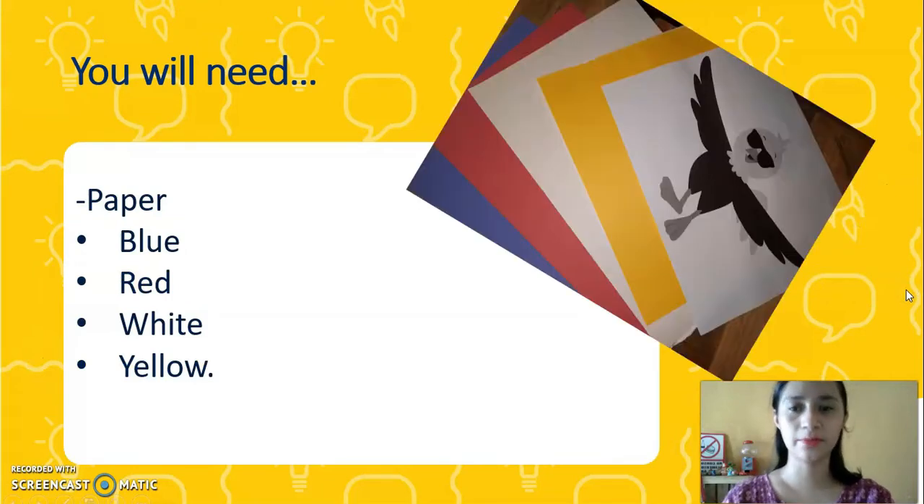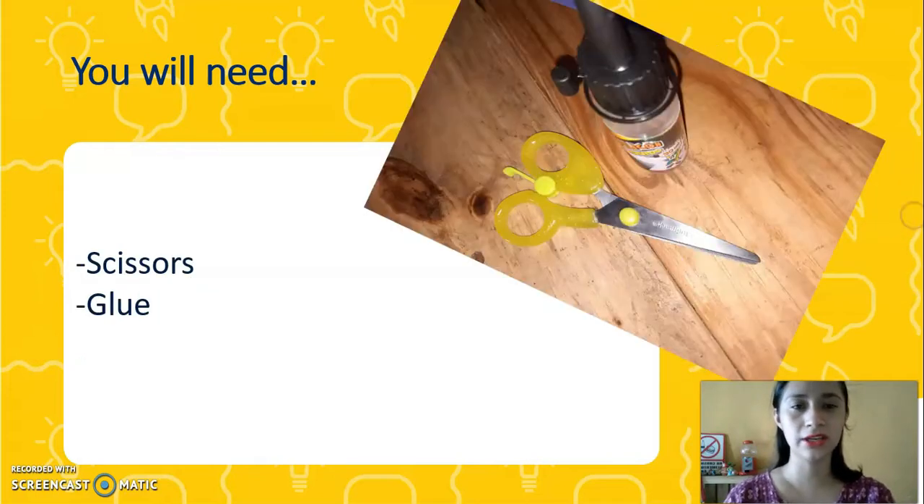You will need paper in blue, red, white, and yellow. Now, the red color is optional. And you will also need scissors and glue. So I suggest you pause the video, go to your backpack, and look for the materials. I'll be waiting for you. When you're ready, you can play the video and continue watching to learn how to make Joy the Eagle.